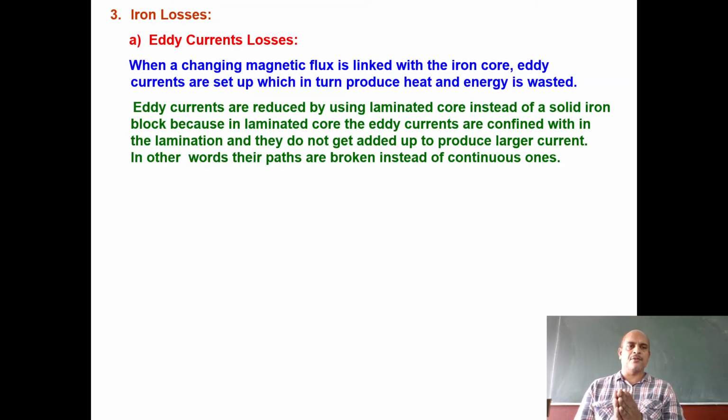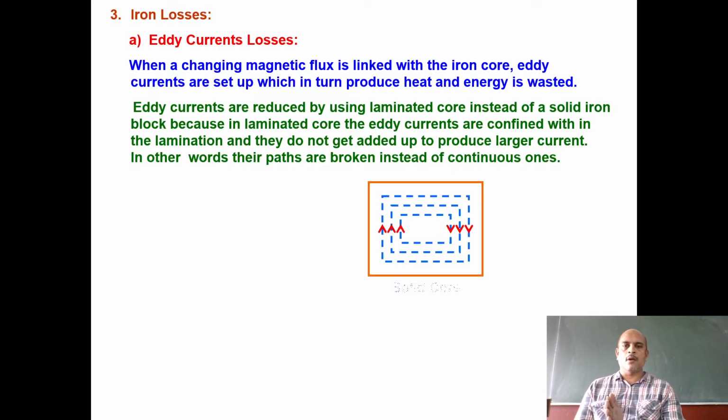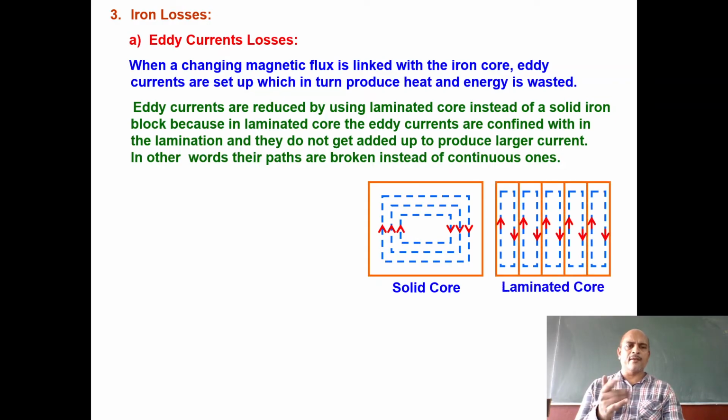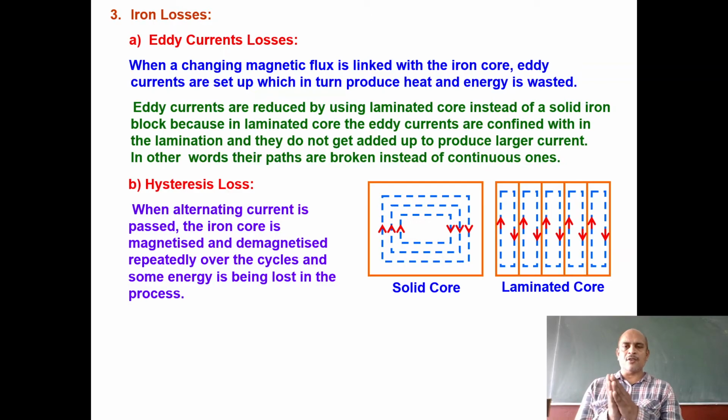So how can we decrease eddy loss? Eddy loss can be reduced by using laminated coats. We cannot use a bulk metallic piece. We cut slices like a slice of bread. So we reduce the area of the bulk metallic piece. We laminate these small slices so the eddy current can be reduced. They cannot be developed in a large amount. So to reduce eddy loss, we use a laminated iron core.